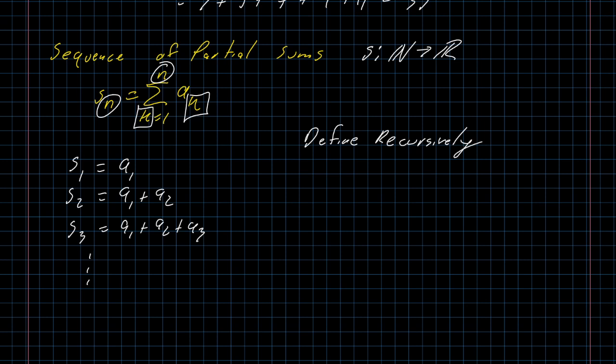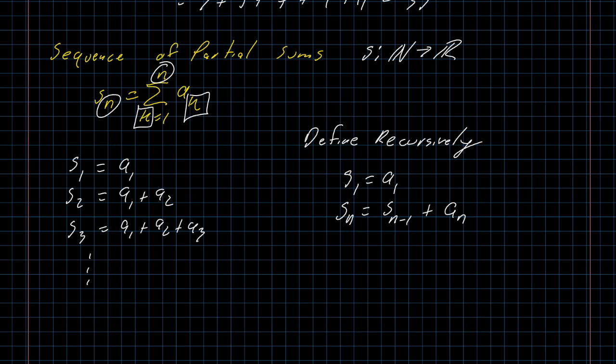Perhaps a somewhat easier to work with definition is to define my sequence of partial sums recursively. So I will define S_1 equals a_1, that's part of my definition. And then my general term is going to be S_n is equal to the previous term, S_(n-1), plus the next term in the sequence being summed, a_n.